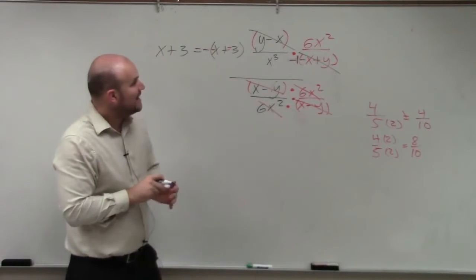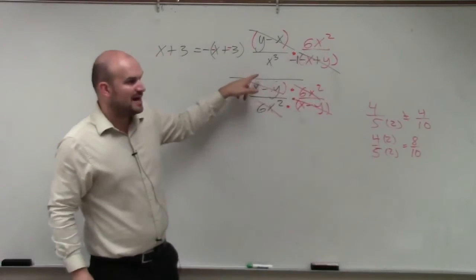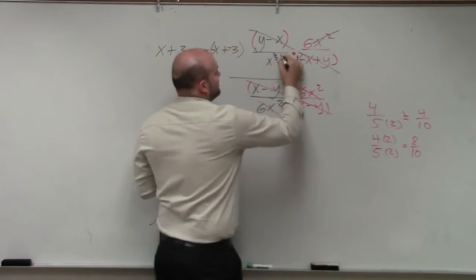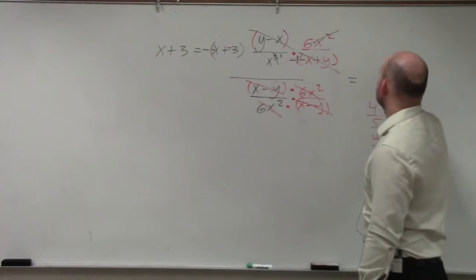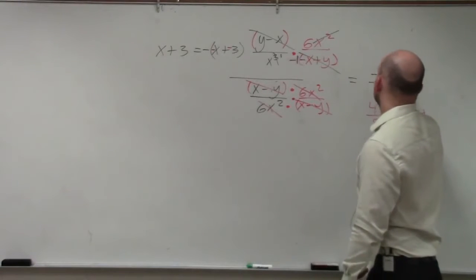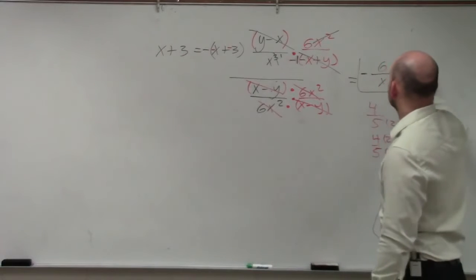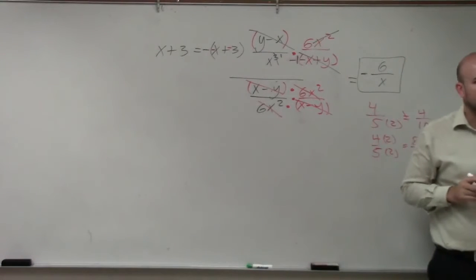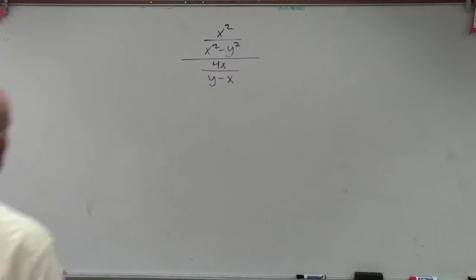All right? Then we can use our rules of exponents. 6x squared divided by x cubed. X squareds will divide out. That will leave me with a 1 on the bottom. So my final answer is going to be 6 over negative x. And we can just write the negative out in front. Anybody have any other questions on that? No? OK.